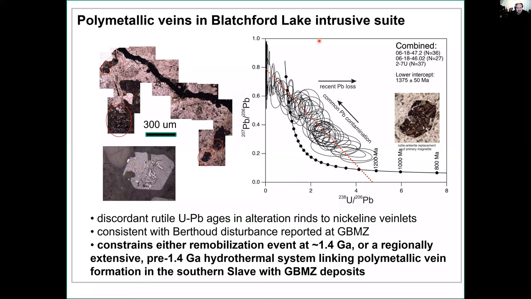We see that same age showing up elsewhere. This is data from the Blatchford Lake Intrusive Suite, where polymetallic veins have cross-cut gabbros and have actually replaced magnetites with rutile and anchorite. And we have, albeit with a large error, age data. It's the only constraint we have from Great Slave Lake, but it's age data for that environment as well. And it also shows this window around 1400 Ma, but albeit with quite a big error. So these systems appear to show the same primary age constraints in multiple areas.